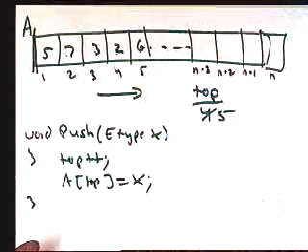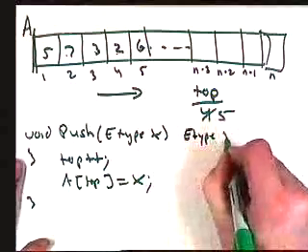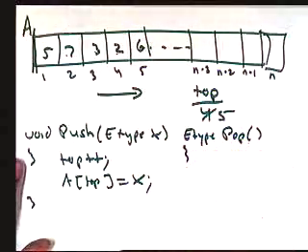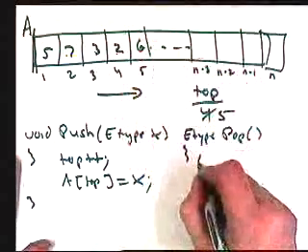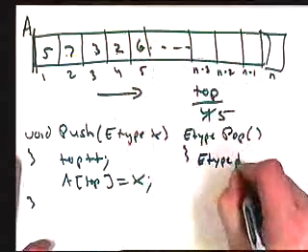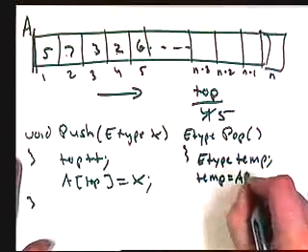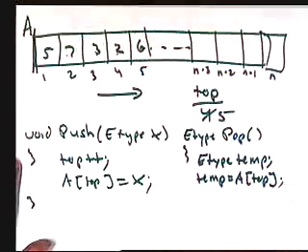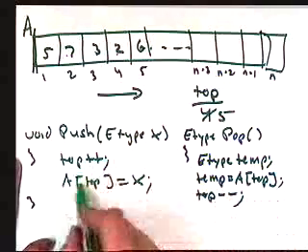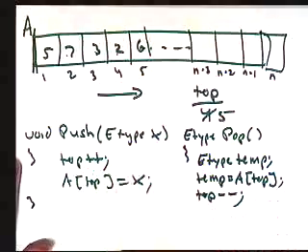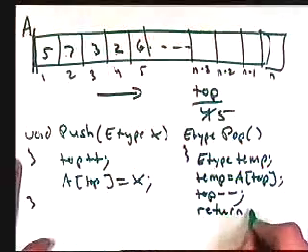Likewise, we can consider what would be involved in a pop. All that would really be involved here is that I could save this value. I could say eType temp equals A of top. So now temp would hold 6. Then I can say top minus minus, so it's exactly the opposite here. Copy the value from A of top into some temporary variable, decrease top, and then return temp.